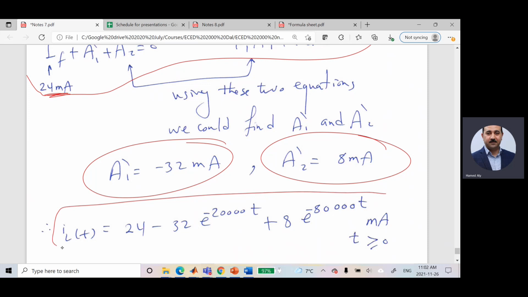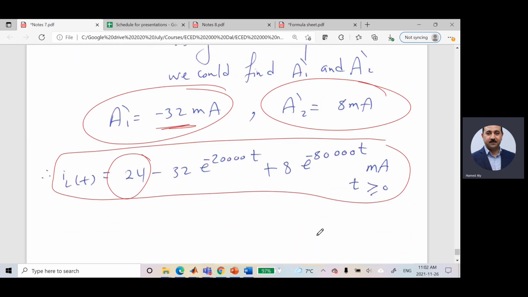I_L of t is equal to what? It is equal to I_F, which is 24 milliamps, minus 32 milli multiplied by e to the power negative 20,000 t, plus A2 prime, which is 8 milli times e to the power negative 80,000 t. This is what he asked me about.